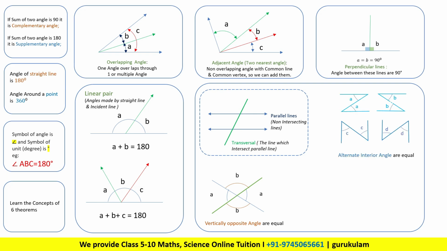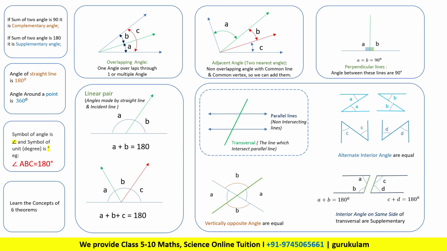Next is alternate interior angle. For study purposes, whenever you can figure out lines in a pattern like this, probably they are alternate interior angles. And what is their property? Alternate interior angles are equal. So considering this figure, this angle will be equal to this angle. And if you consider this one, this angle will be equal to this angle. Clear? This is the concept of alternate interior angle.